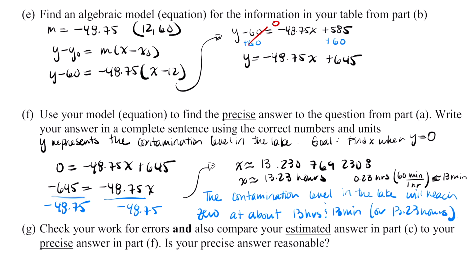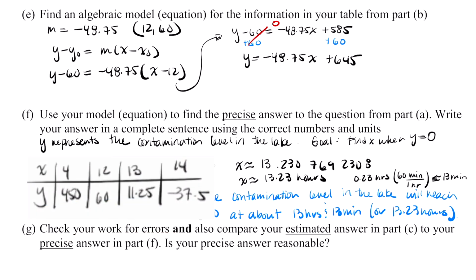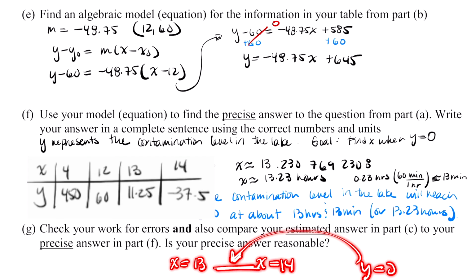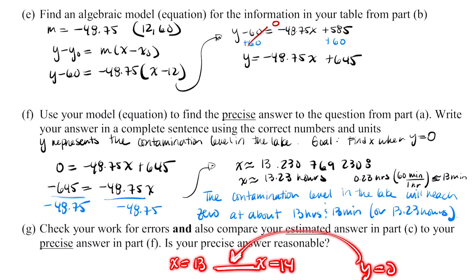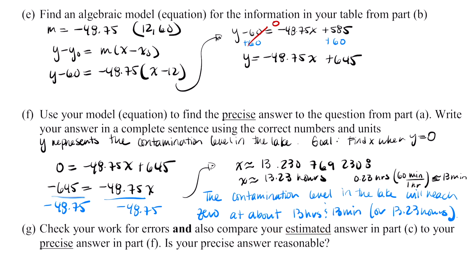Now, part E, you need to check your work for errors independently. But one thing we can do, if you remember our table, somewhere between x equals 13 and x equals 14, we noticed that y equals 0, somewhere between these two numbers. So we didn't really know where based on our table. So does this answer make sense? Is this precise answer here reasonable? I'm going to say it is reasonable because it is between 13 and 14 hours as expected.